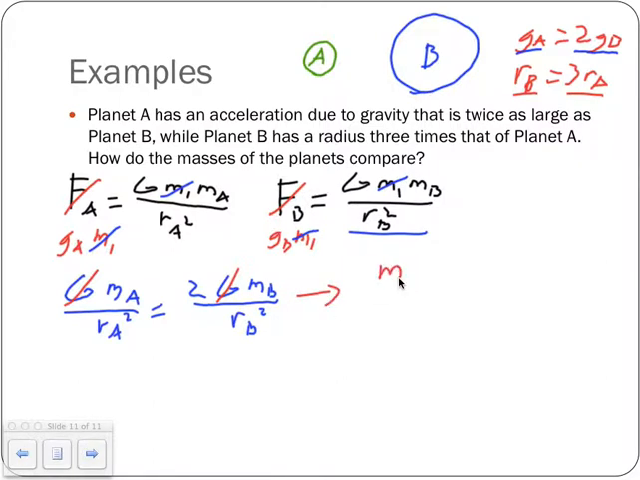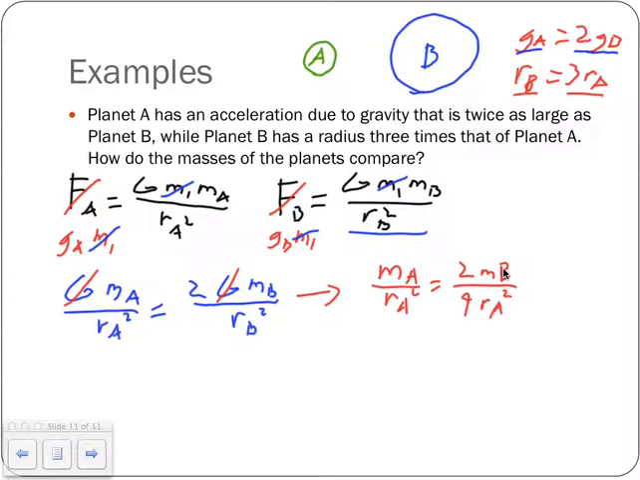we could say that, okay, we know the mass ma divided by RA squared is going to be equal to 2 times the mass mb divided by RB squared, but RB is equal to 3RA, and so it's going to turn into 9RA squared, because we're squaring 3RA, and so the 3 squared becomes 9. All right, so we know MA over RA squared is equal to 2 times MB over 9RA squared.